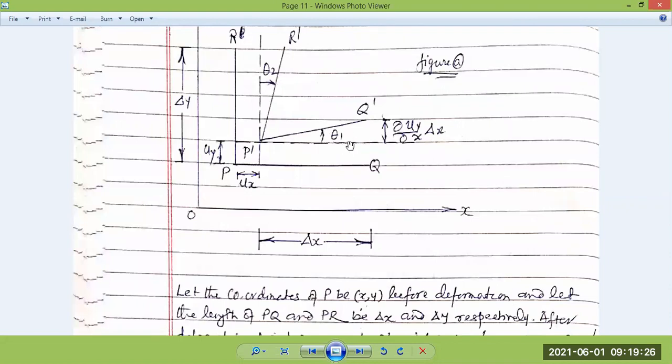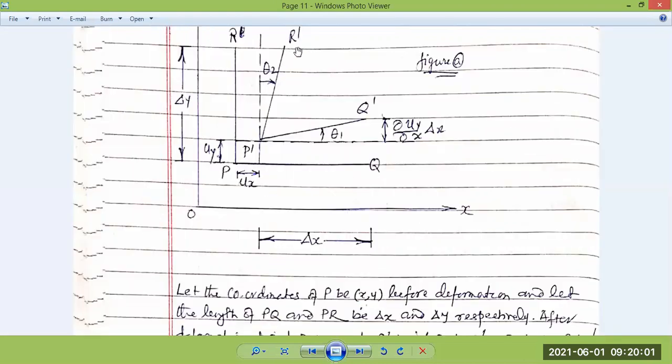Here, initially, the position of P was changed from x, y to x, y plus dy itself. So this will be the rate of this height. We know the tangent is the vertical divided by the base. The vertical should be the rate of change of uy, that is delta uy, and the base should be the rate of change of x, that is delta x. That's why this tangent is given as delta uy by delta x.